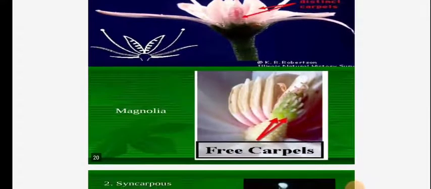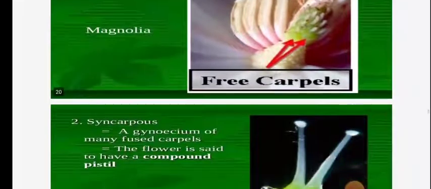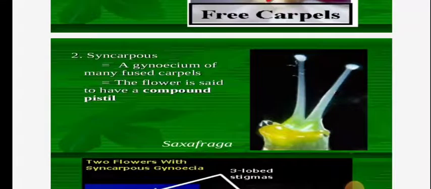So then there is Magnolia. This I am just discussing. In Magnolia, म्हणजे चाफा, right? So free carpels are there, this condition. Then our common syncarpous condition. Maximum condition is syncarpous. So gynoecium with many fused carpels but the ovary looking one.